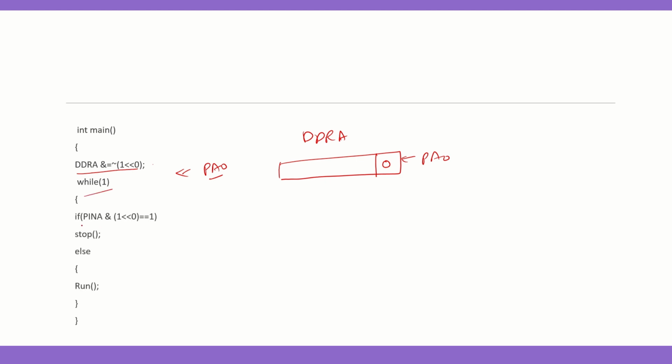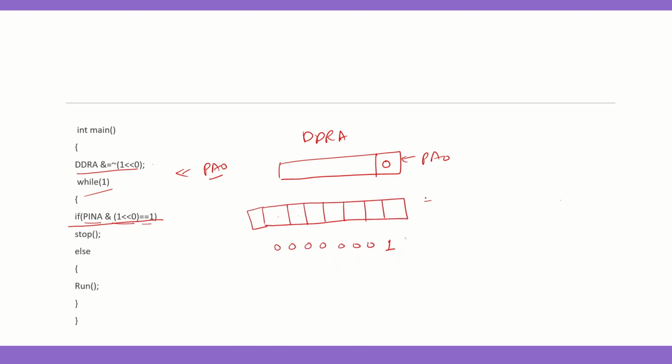Now this syntax will check bit number 0 of the PINA register. This is the PINA register. The PINA register holds the logic level of the port A pins. We are doing an AND operation with this number, 1 left shifted by 0, which is 0 0 0 0 0 0 0 1.